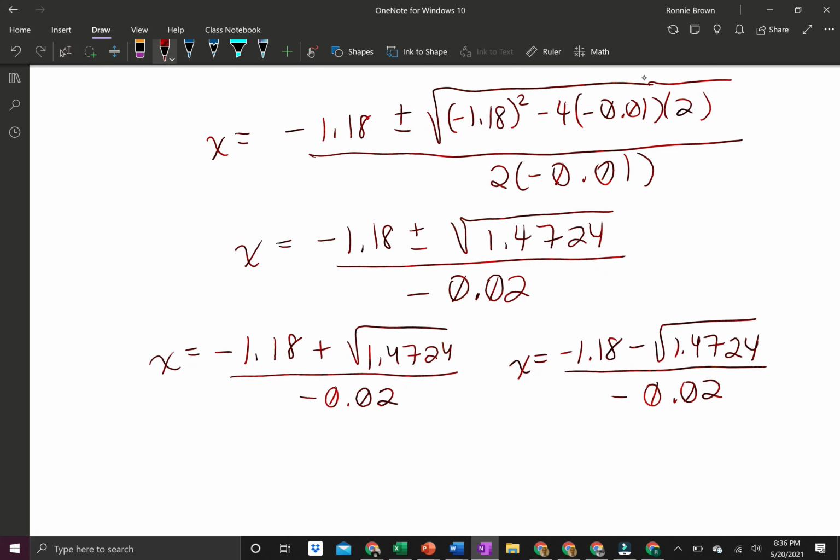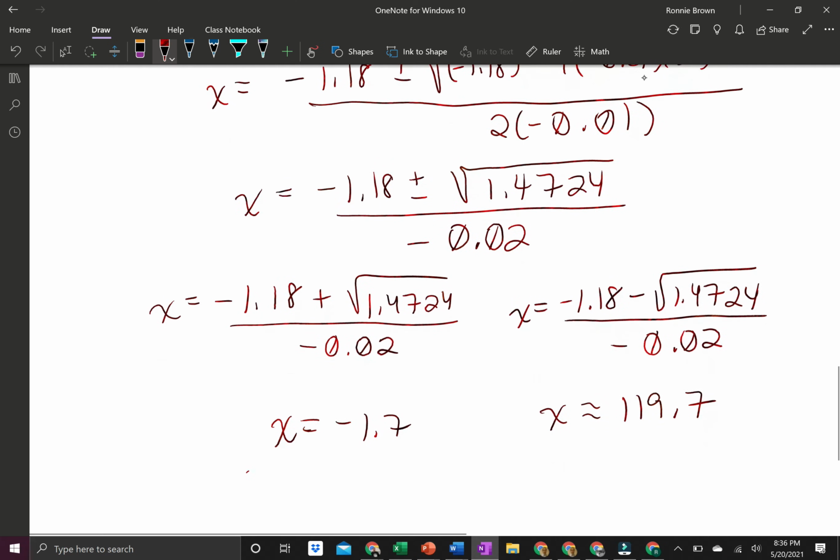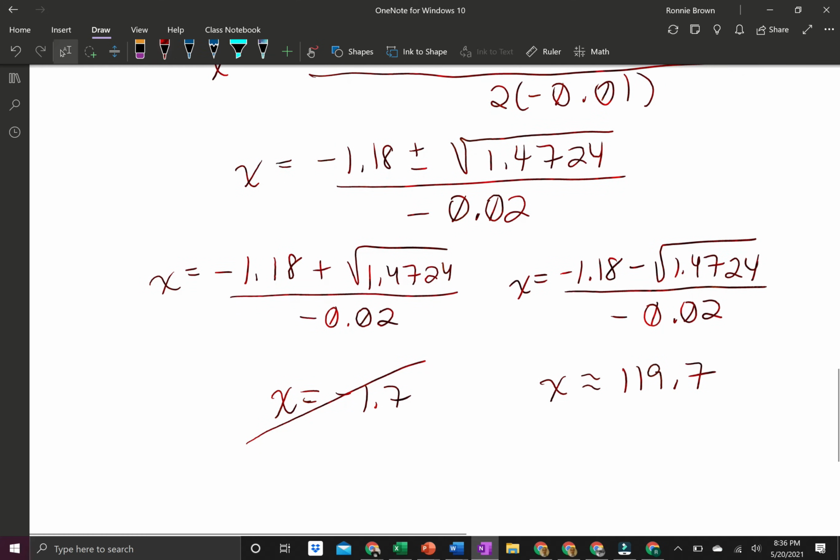In doing that, I go ahead and use a calculator and take the square root of 1.4724, add it to the negative 1.18, and then divide it by negative 0.02, and I'll get negative 1.7. On this side, I'll do the same thing, but I'll be subtracting whatever the square root of 1.4724 is, and then dividing by negative 0.02, and I get x is about 119.7.